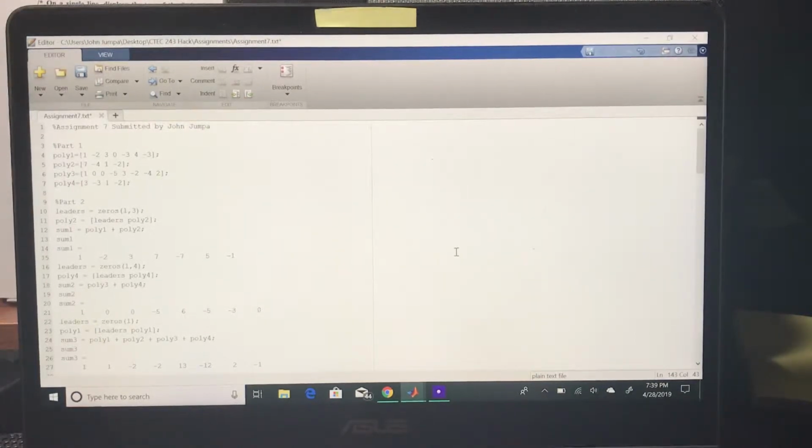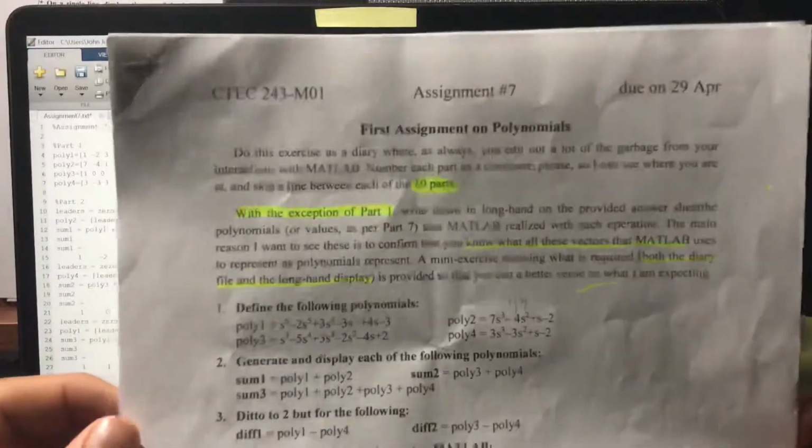You have to define the following polynomials, generate and display each of the following polynomials, ditto to 2 but for the following, and do the following calculations using MATLAB, same as above, expressed as a whole polynomial and polynomial fraction. Six, the same thing as above. Find the roots of each polynomial, determine the polynomials that have the following roots, find the derivative of each of the following, and find the derivative of each of the following, this time expressed as a polynomial quotient. You can get all of that here in the packet that you will get.